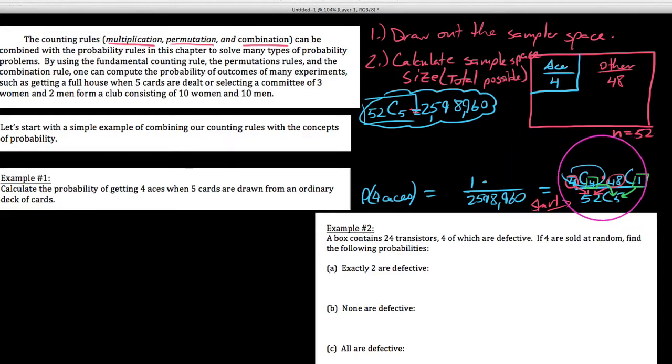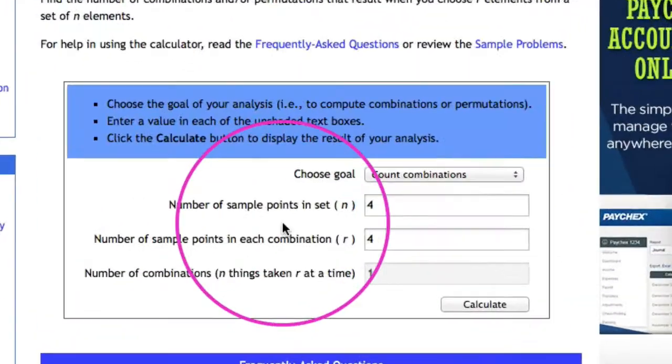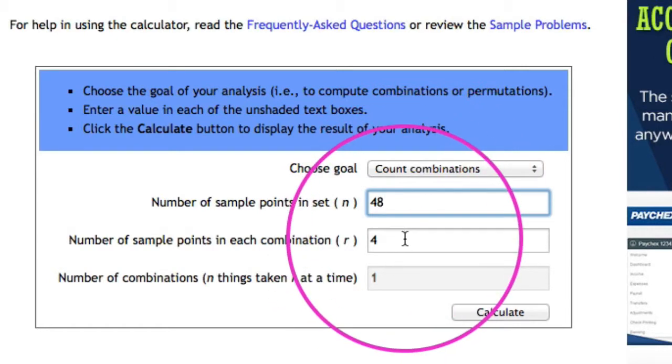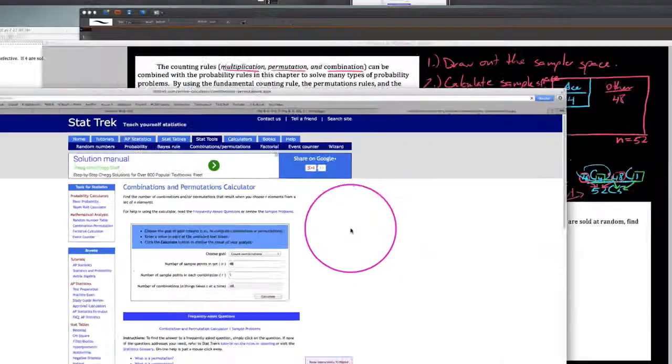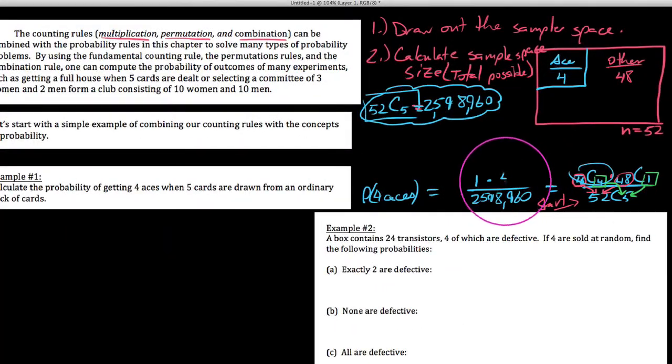We say of the 48 other cards, how many ways exist to choose 1? I'll use my calculator to show you. 48, choose 1, but basically you get 48, and the reason is that of the 48 other cards, how many ways exist to pull out 1 at a time? There's 48 ways to do it, pulling out each individual card on its own. So we get 48 out of this.